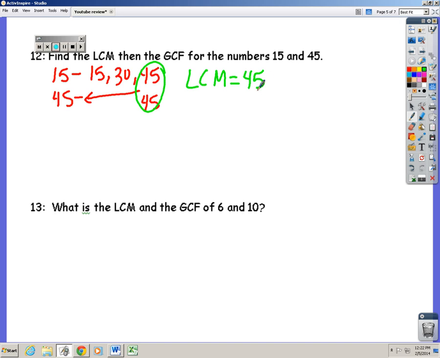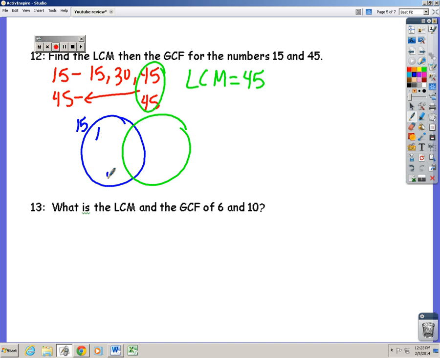Now we also need to find our greatest common factor for those two numbers as well. For this one, I think I'm going to make a Venn diagram just because I think it might be a little easier for me to see. So I'm going to draw my two circles. And I'm going to make the factors. So first, I'm going to find the factors of 15. Put that little number in the corner so I see what I'm doing.